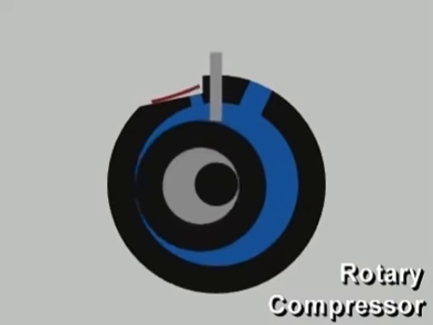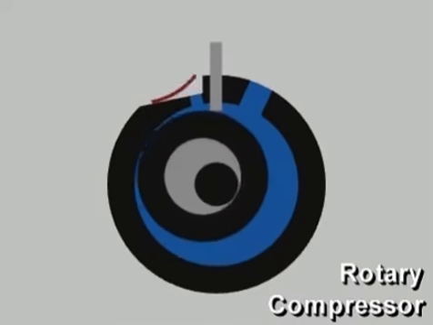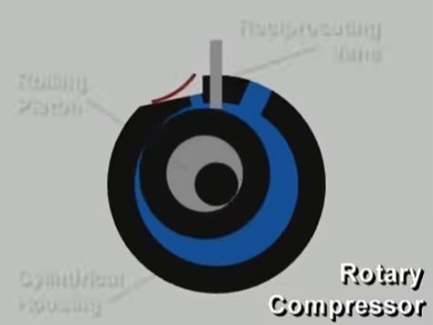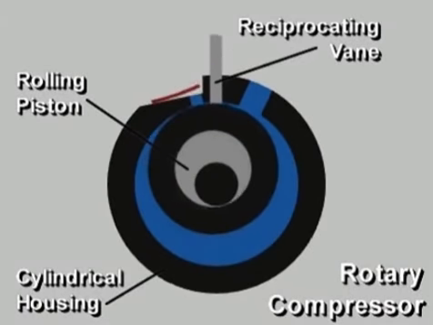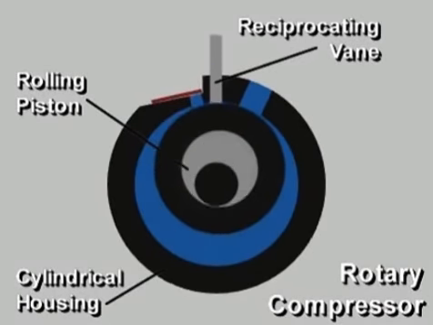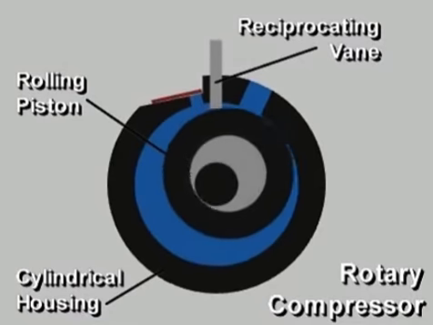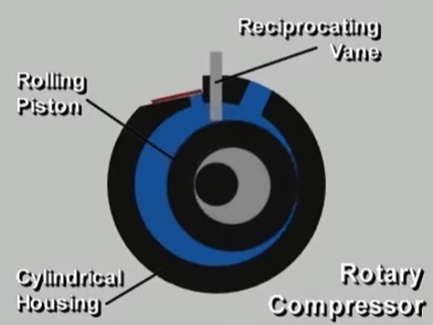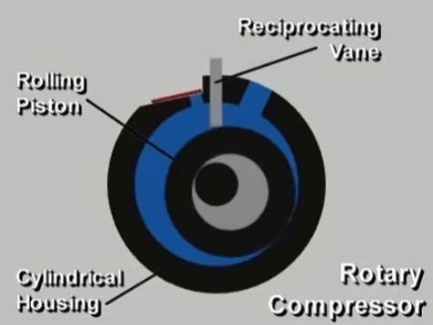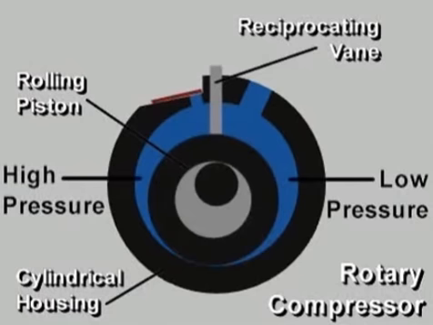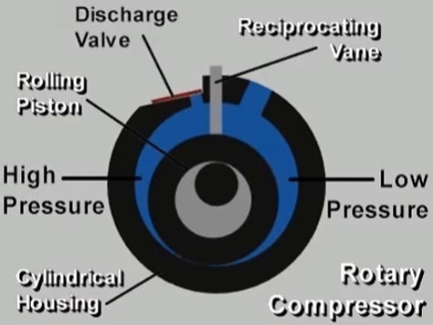Let's look at rotary compressors. A rotary compressor uses a rolling piston with a cylindrical housing to compress refrigerant vapor against a reciprocating vane. The spring above the vane holds it in contact with the rolling piston at all times, providing a vapor-tight seal between the high and low pressure zones within the compressor. There is only one valve, the discharge valve.